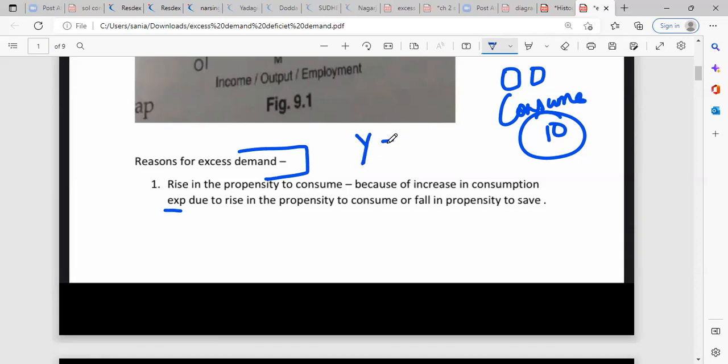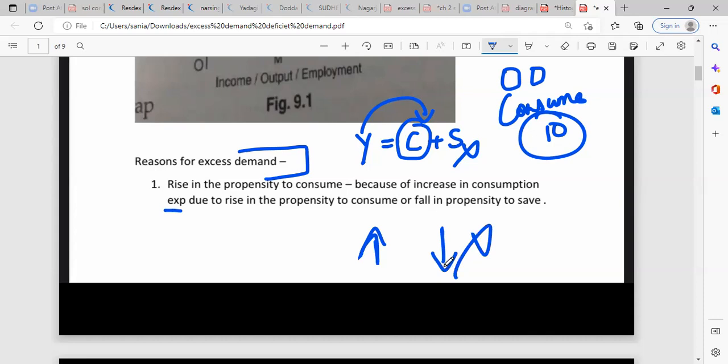See, if this is your income, what will you do? You will consume or you will save. Either you will consume it or you will save it. Right now, people don't want to save, they want to use their entire income for consumption. So either your propensity to consume will increase or your propensity to save will decrease. Now people don't want to save, people want to only consume.